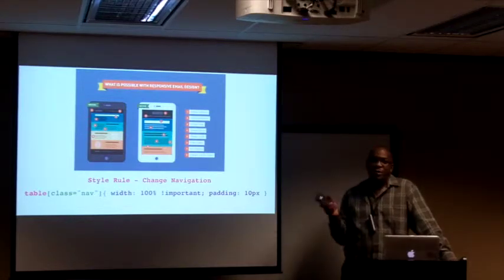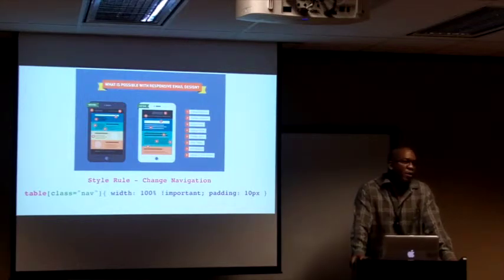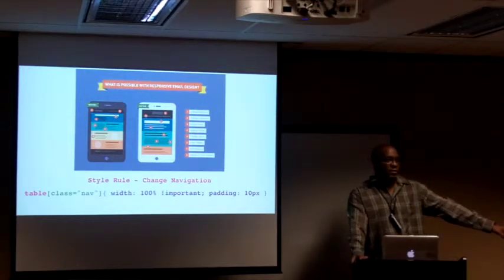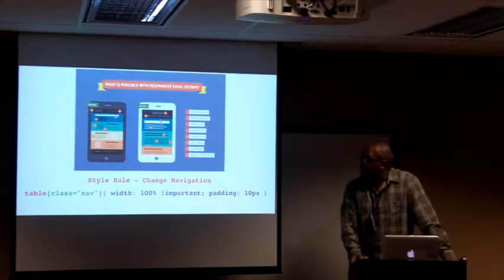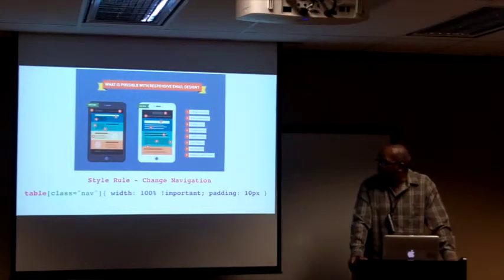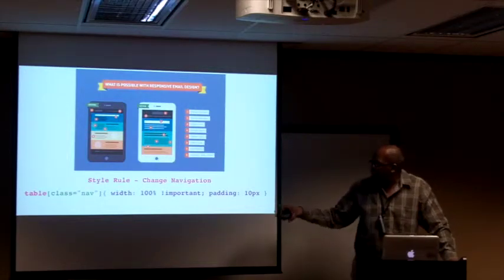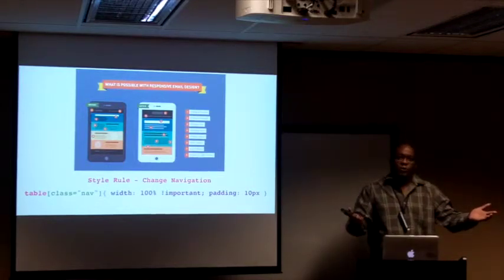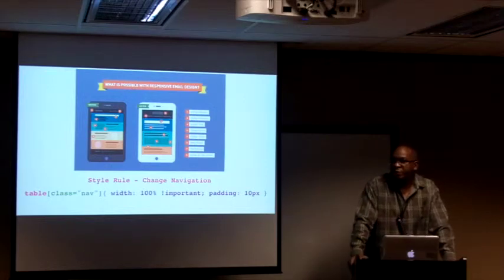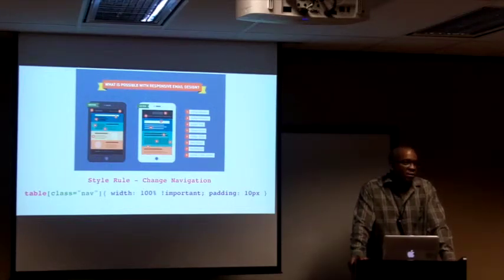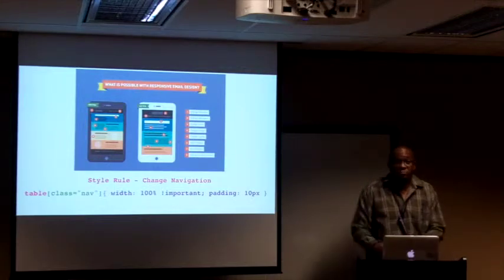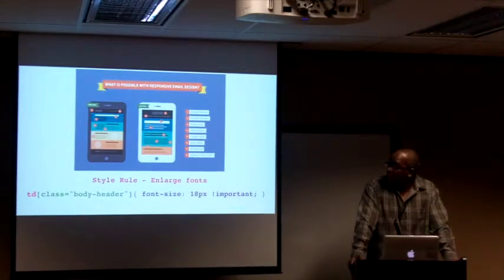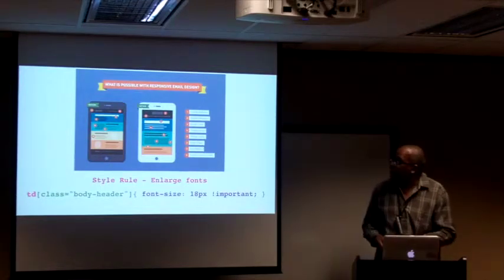Now, this is what makes it so powerful, that with the media query, you've already addressed what it's going to look like in a device. So you have the table, navigation, and it's not really important, because we don't know what device we'll be looking at, whether it's a smartphone, a tablet, or even up to a 60-inch HDTV. That's the code to enlarge your fonts. You have the body, header. We'll get into that a little bit later. This one is to enlarge the fonts.